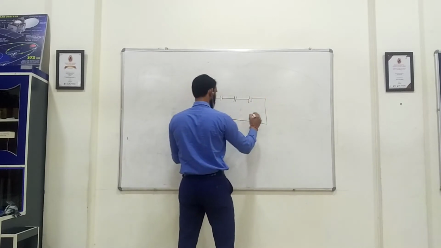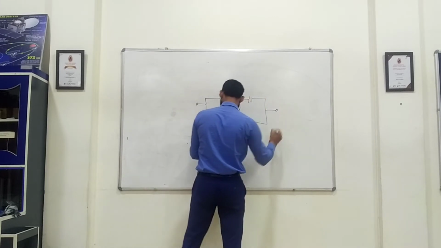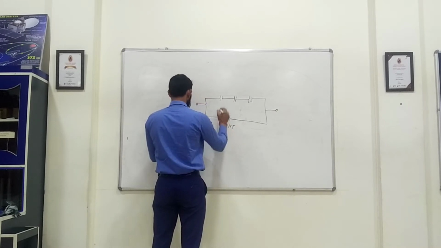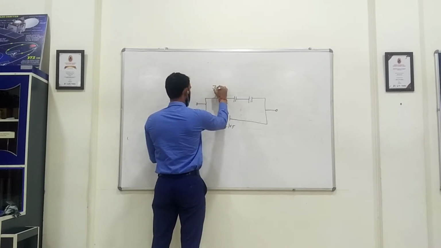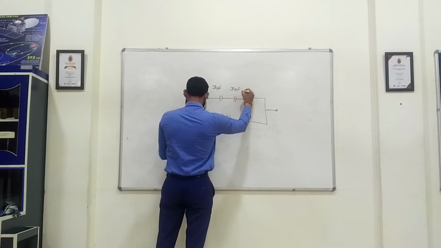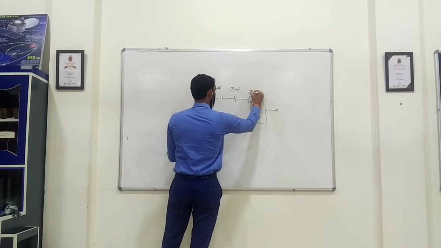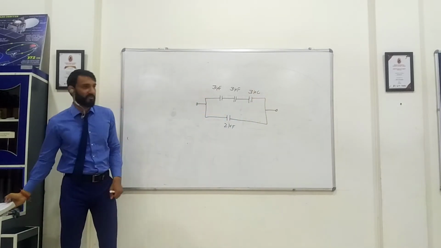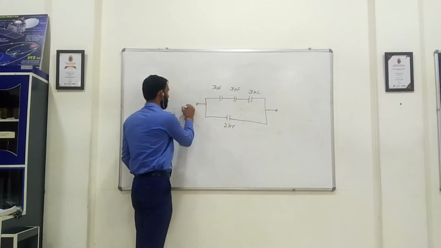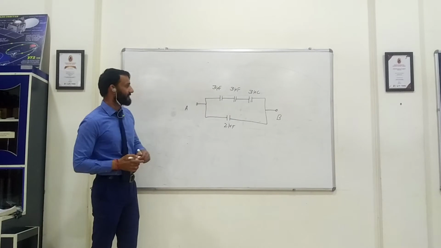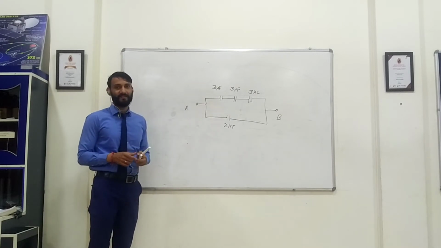So this is the diagram. This capacitor is 2 microfarad, this capacitor is 3 microfarad, this capacitor is 3 microfarad, and this capacitor is 3 microfarad. Now they are asking you to calculate the equivalent capacitance between point A and B. So this is point A, this is point B. They are asking you to calculate the equivalent capacitance between point A and point B.